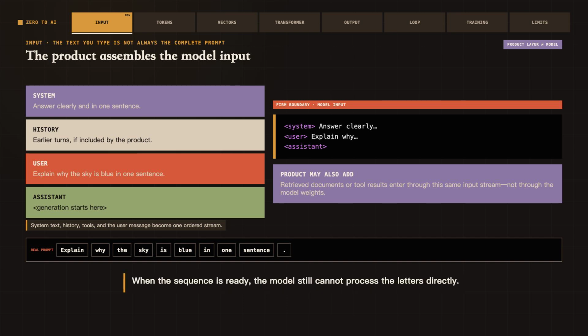When the sequence is ready, the model still cannot process the letters directly. It needs discrete identifiers. That is the tokenizer's job. The actual model call can also carry control tensors, such as an attention mask, position indices, and cache metadata. We will introduce each one when it becomes relevant.